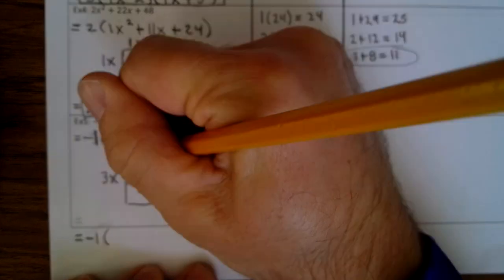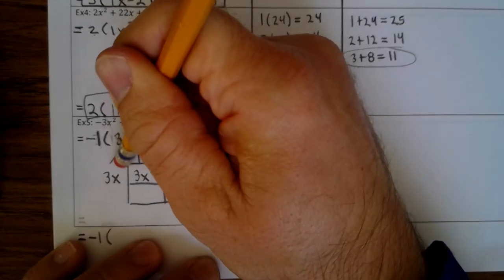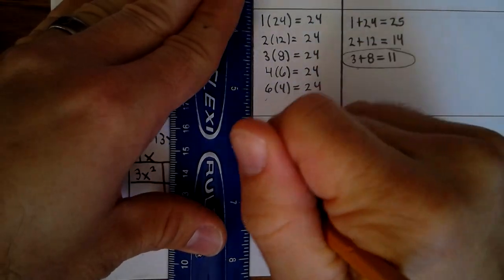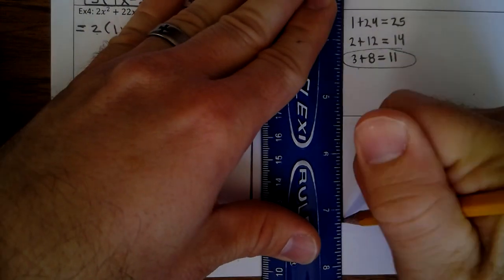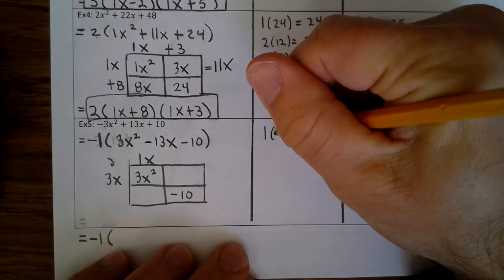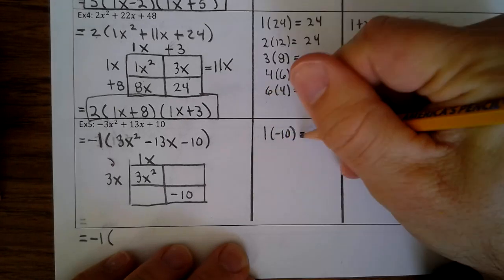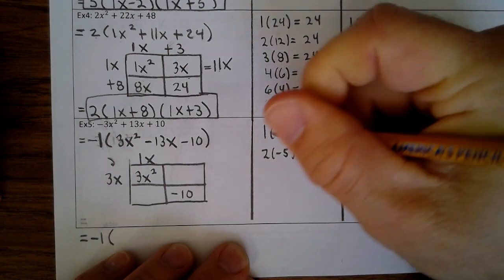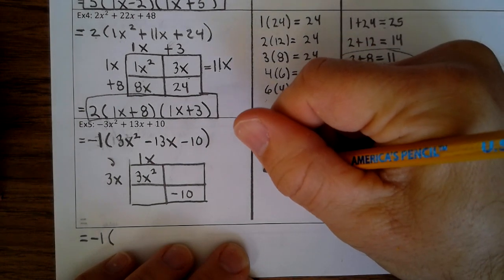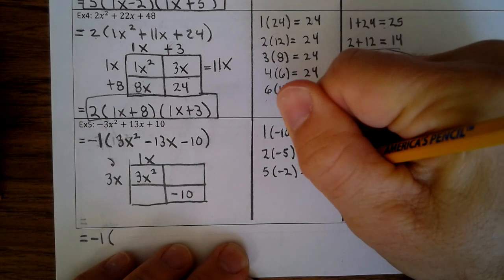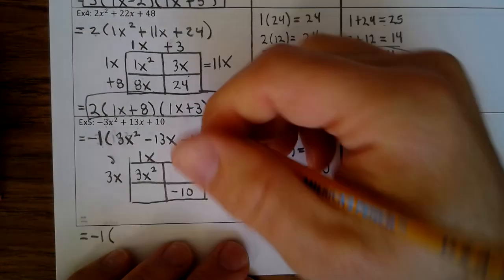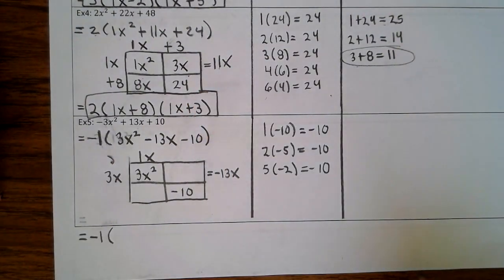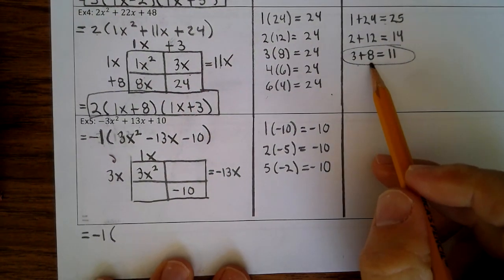Now we need to find all the combinations to make negative 10. So 1 times negative 10 is negative 10. 2 times negative 5 is negative 10. 3 doesn't work, 4 doesn't work, 5 times negative 2 is negative 10. Now we need the middle term to be negative 13. Now, this method really doesn't work nicely when the numbers aren't 1. So this really becomes trial and error. So we know one of these combinations works.